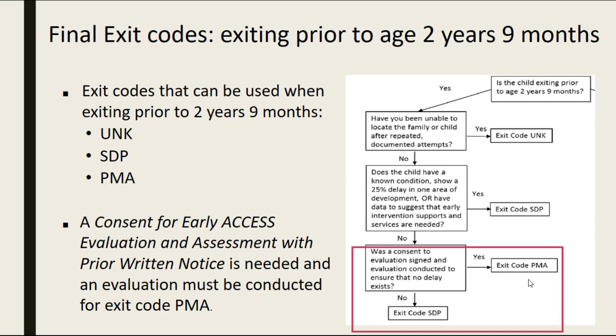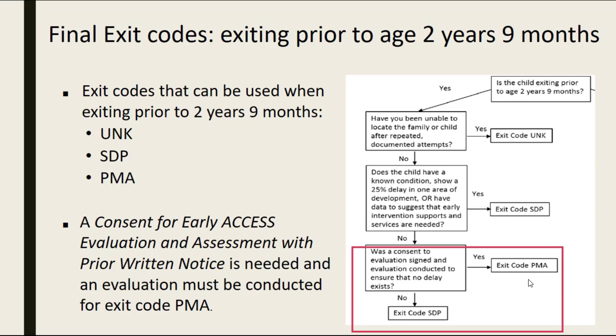If the child does not have a known condition, does not show a 25% delay in an area of development, and the data that the team has suggests that early intervention services and supports are no longer needed, then exit code PMA is used. However, in order to use exit code PMA, the team must ensure that the child does not have a 25% delay in any area of development prior to exiting.